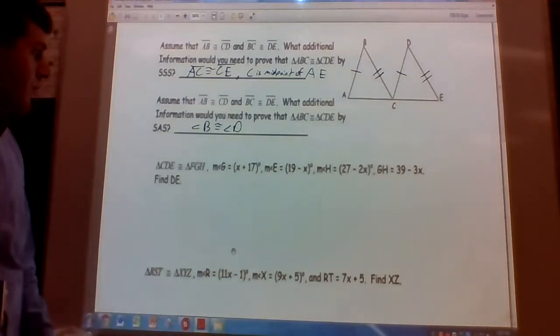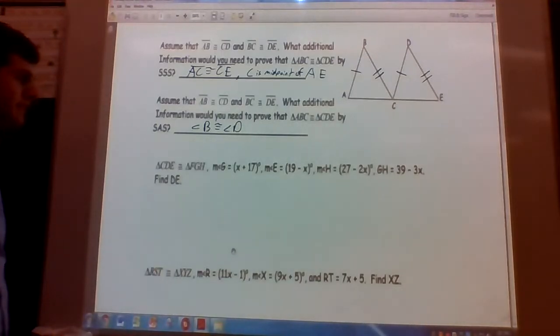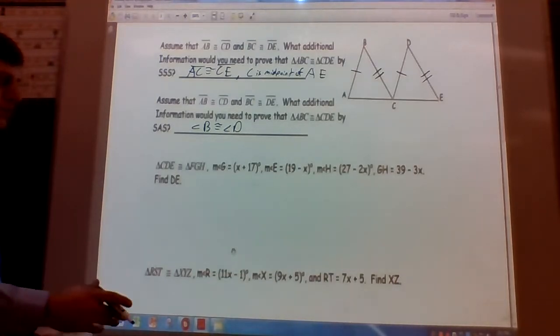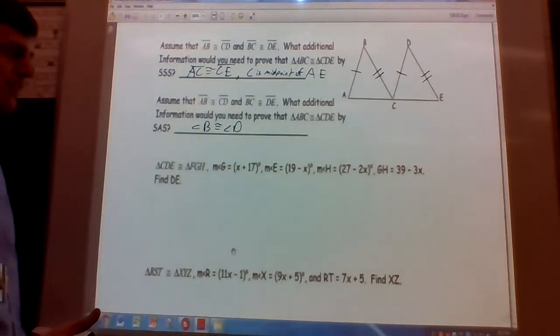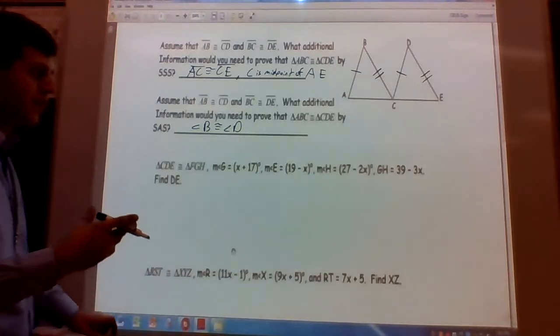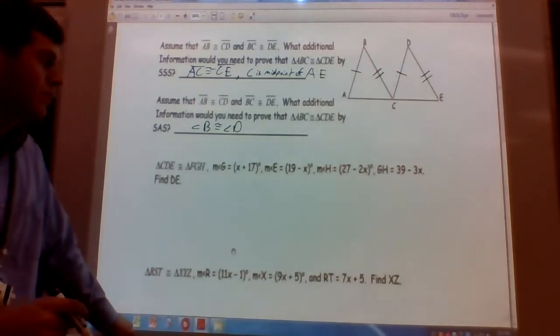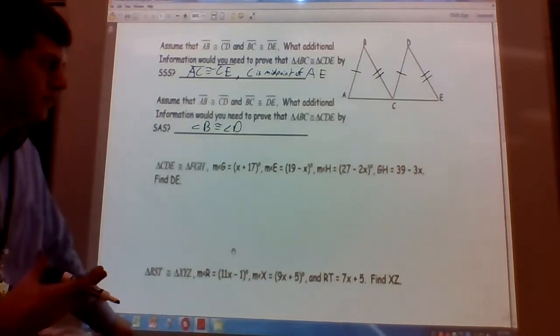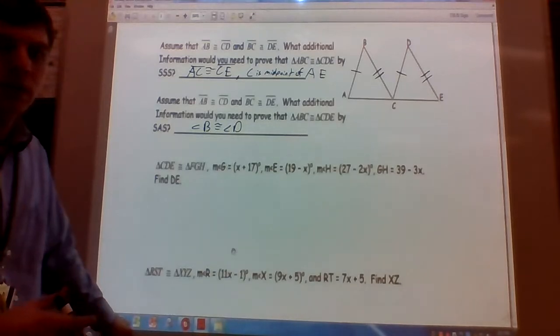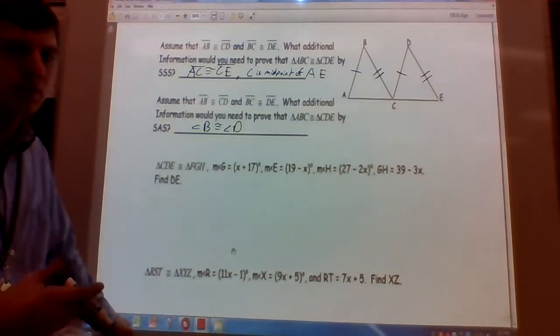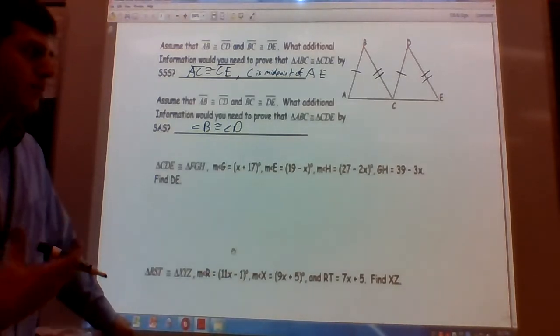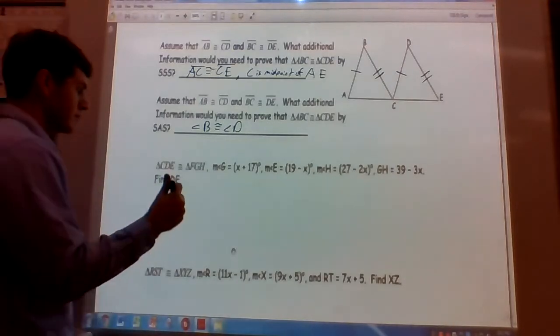Okay. Next one, triangle CDE is congruent to triangle FGH. So when we're doing this problem, the first thing everybody should do is draw. There's no need to stare at it and have no idea what's going on. You don't necessarily need to draw it if you get what's going on, but if you don't, you should not just leave it blank or stare at it, because if you draw it, it makes the problem much, much simpler.